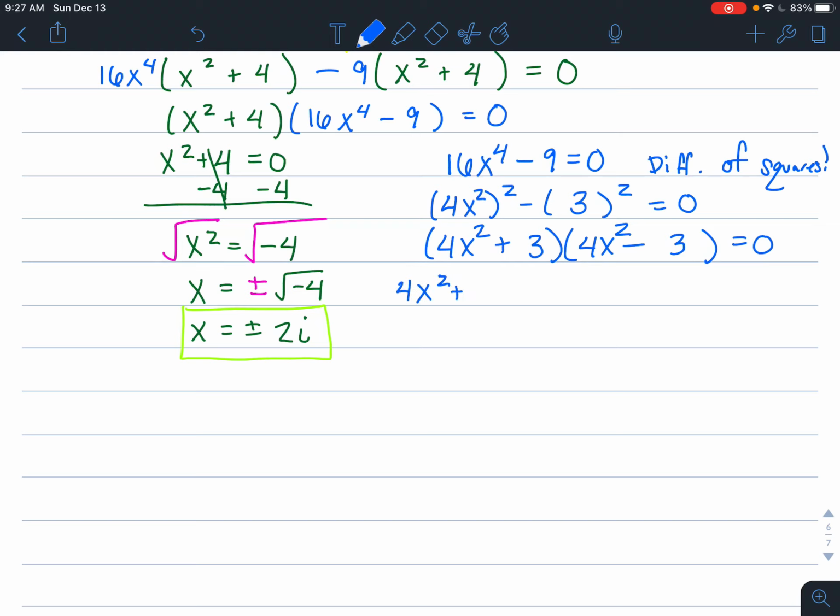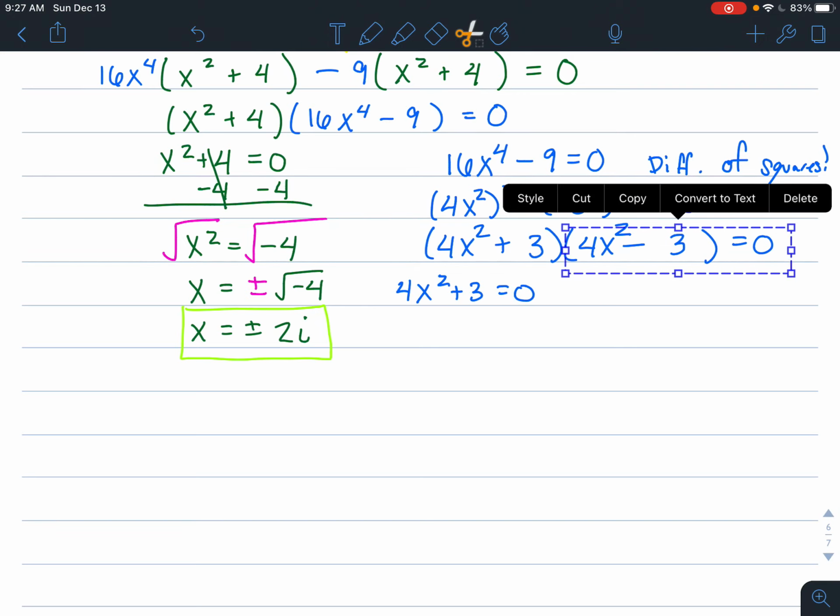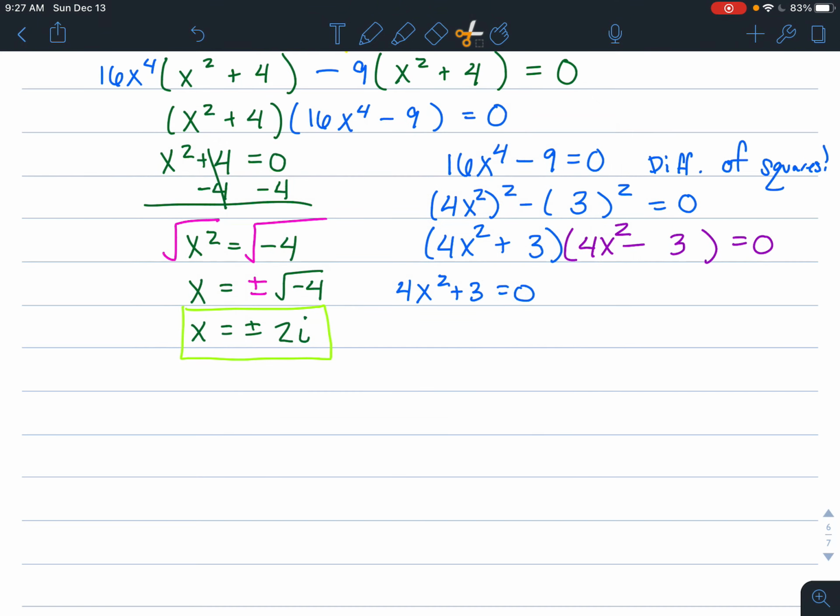So now I have 2 more equations to solve, right? So I'm going to solve 4x squared plus 3 equals 0. And I'm a big fan of color coding, so I'm just going to change this color to purple. So that way it definitely stands out from the other one. So I'll solve the blue one first, right? So subtract 3, 4x squared equals negative 3. I'm going to divide by 4. I'm not going to write that out.